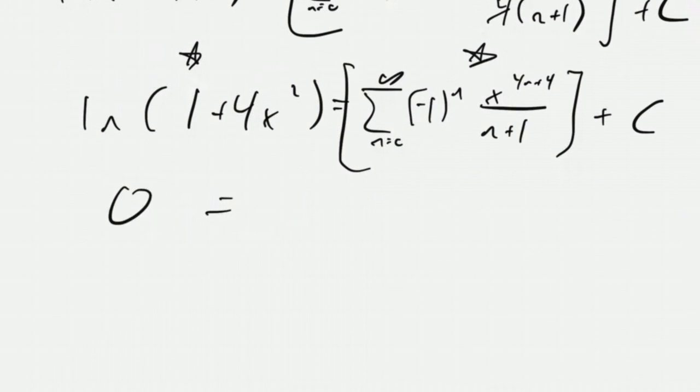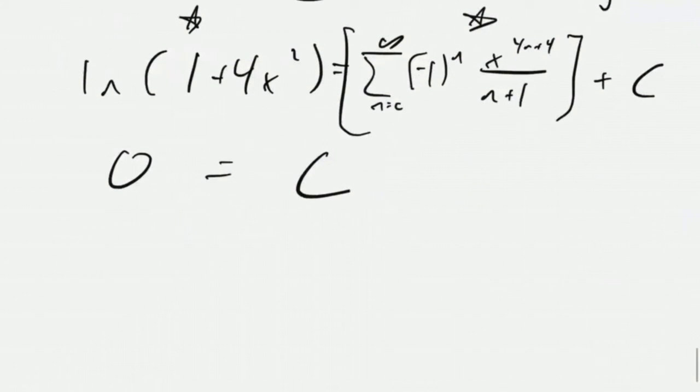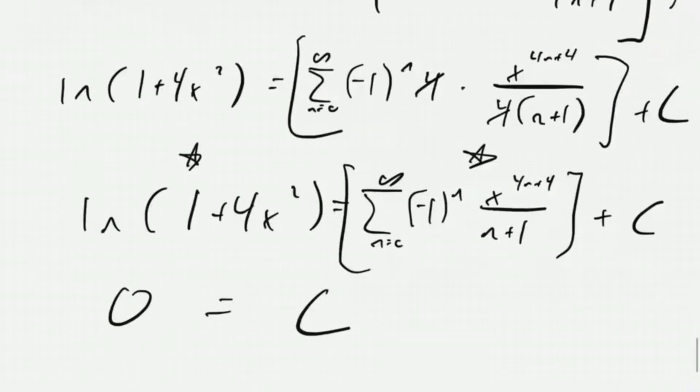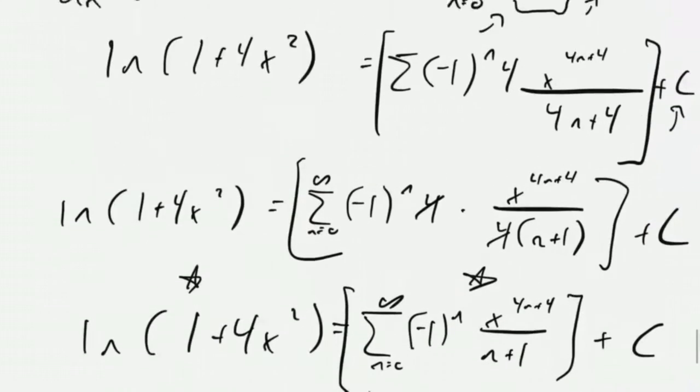What happens if I plug in 0 for x on the right side? All these x's will be 0, my entire series will be 0, and I'll just be left with c. So when I plug 0 into both, c just ends up being 0. That's not always going to be the case. For most of our problems, maybe it will be, but not always.